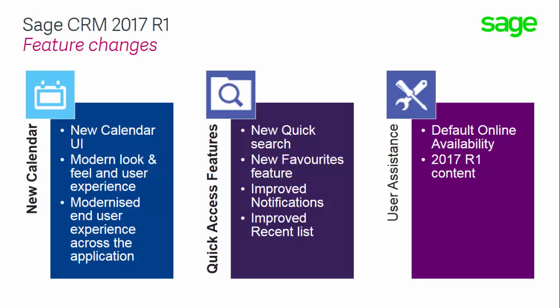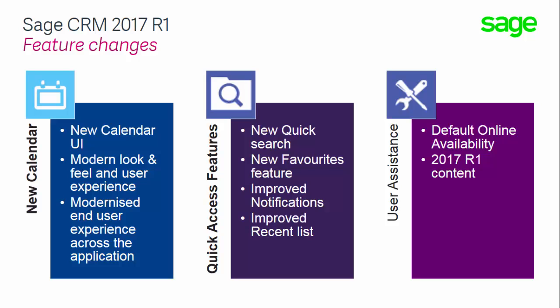Now, Sage CRM 2017 R1 was released from development at the end of November 2016, and this introduced some major user interface improvements. We provided within the user and team context a whole new calendar user interface, and this has a much more contemporary, modern look and feel. We've added a new quick search feature, there's a new favorites feature, the notifications and the way in which they're displayed have been improved, and we've also enhanced the recent list. And so the way in which help was also installed and access was changed.